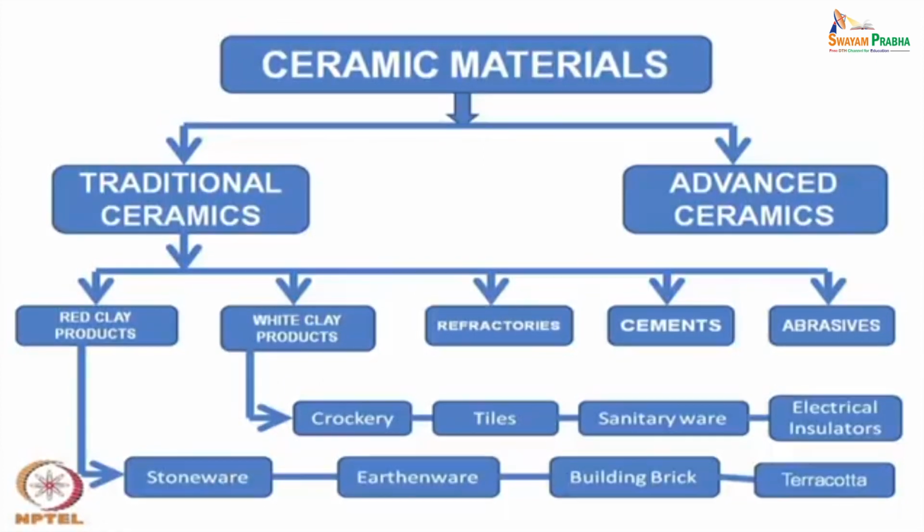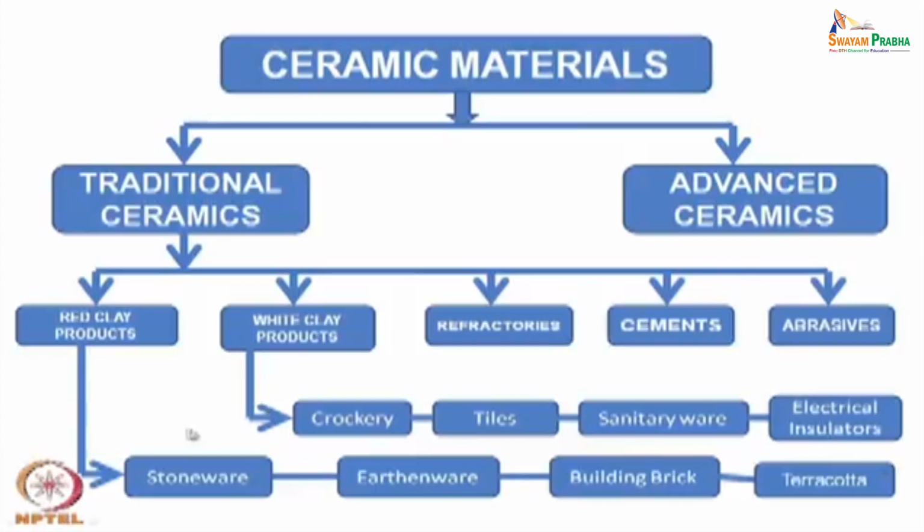They of course can be colored by addition of a controlled amount of coloring elements, but in general they are white in color, and therefore sometimes the whiteness itself is an attractive feature of these products, for example in crockery, tiles, sanitary wares, and electrical insulators. Of course, the electrical insulators are not white in color, as all of us know. Electrical insulators are brown in color, and they have been intentionally colored by addition of certain oxides again.